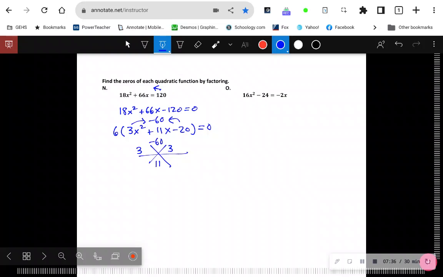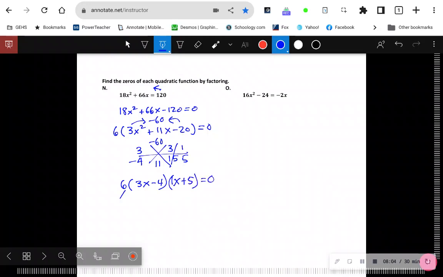And you want numbers that multiply to give -60 and add to give 11. I do believe we can use -4 and +15. That'll work. This is 1/5. So now your factorization is 3x minus 4, I get that from these, and 1x plus 5.